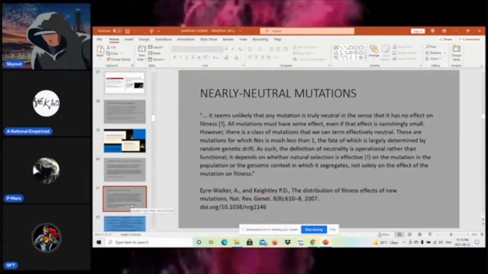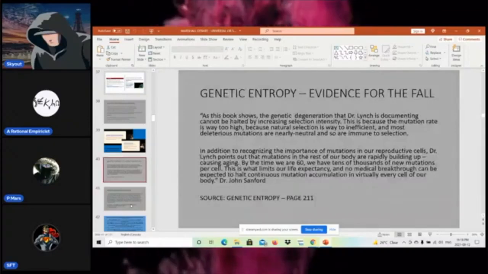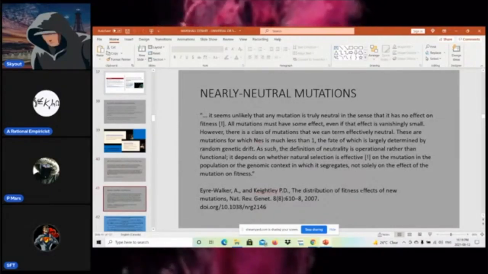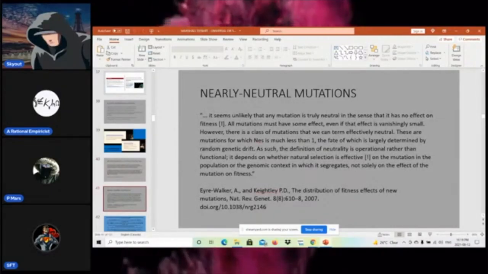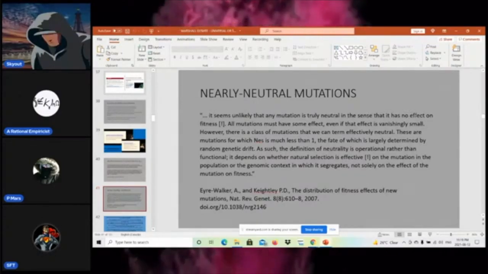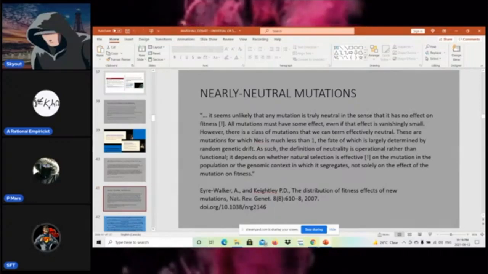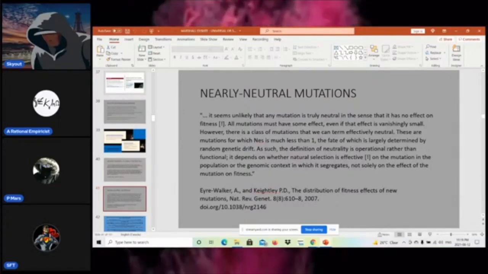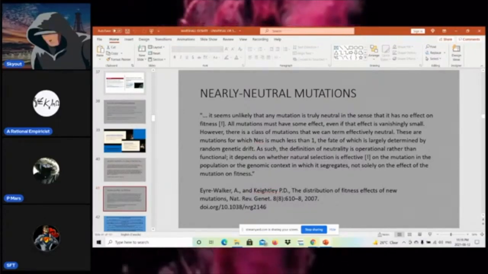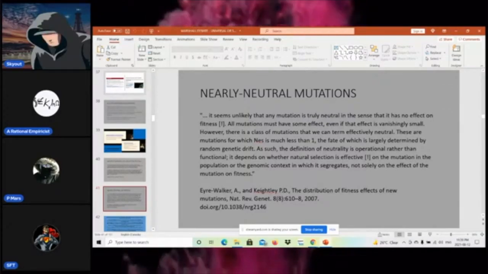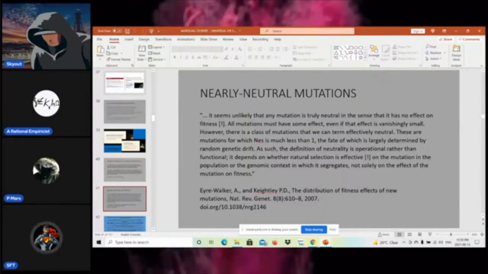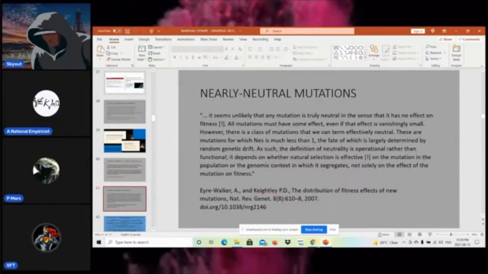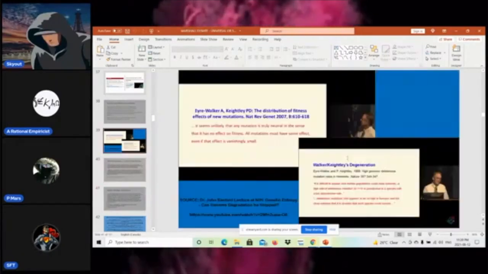It's pretty widely accepted by population geneticists. For example, here's a quote from a paper, The Distribution of Fitness Effects of New Mutations. They point out it seems unlikely that any mutation is truly neutral in the sense that it has no effect on fitness. All mutations must have some effect, even if that effect is vanishingly small. However, there is a class of mutations that we can term effectively neutral, because oftentimes I'll use that term, effectively neutral. No mutation can be 100% neutral from the perspective of the phenotype, right? They've got to have some effect, even if it's small. And I'm getting that from secular population geneticists.